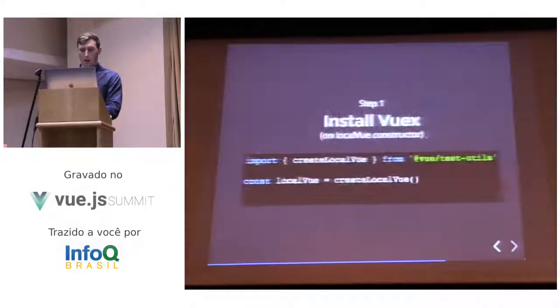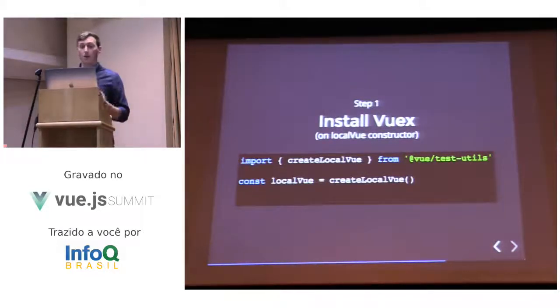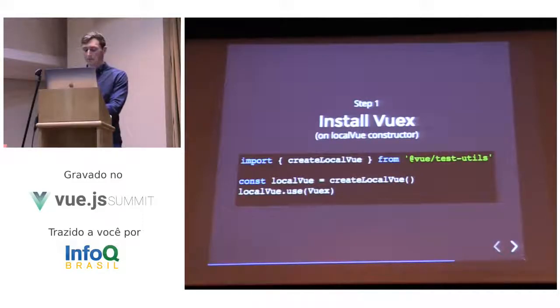So that's good. The way that you use a local Vue constructor is by using this createLocalVue function. And you just call it. That's going to return you a local Vue constructor. And then you can just use it like a normal Vue constructor. So you can install Vuex.